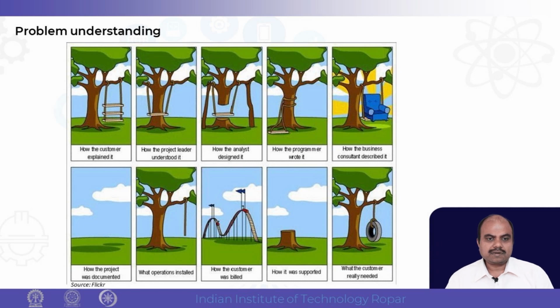Like in this image, the customer explained it in this way, a project leader understood it that way, and somebody designed it in some other way, the programmer is going to write it. Then the business consultant is going to make it in a bigger, very different way, and the billing section will bill high. So what the customer really needs is just a simple solution. So different people are not always interested in solving the problem. Sometimes their own experience is going to influence their solutions.